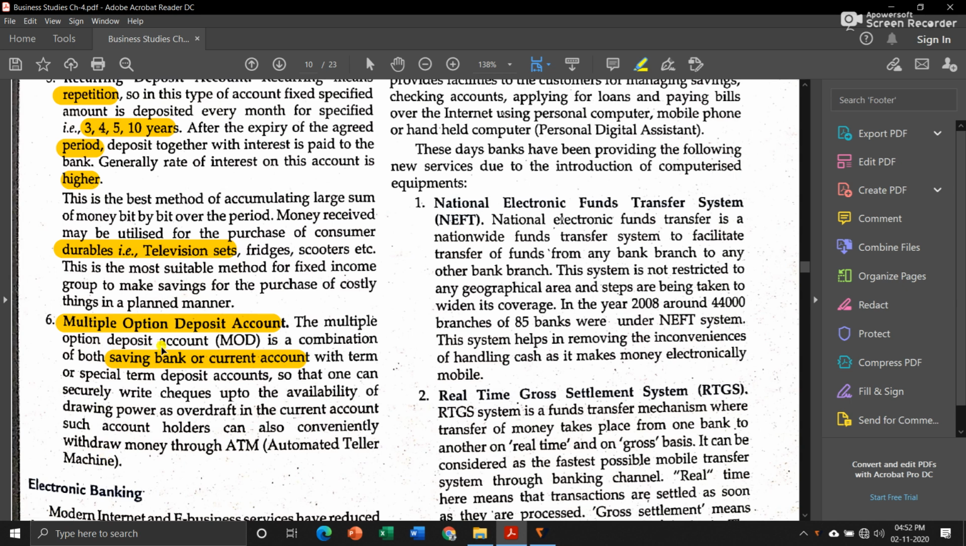So multiple option deposit account is nothing but a combination of savings bank account as well as current account. The savings account gives you the advantage of depositing any amount of money and you can withdraw money through check. But from the current account's point of view, in this MOD you get the facility of overdraft as well, and if you want to withdraw money then you can just withdraw through ATM.